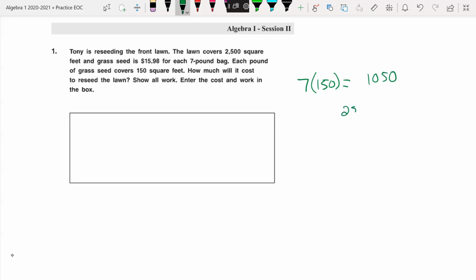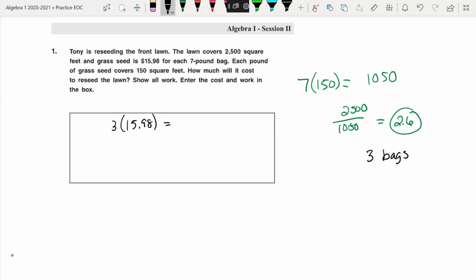So then if I take 2,500, my total yard, divided by my 1,050, I get 2.6. So that's how many bags I would need, but you're not going to buy 0.6 of a bag, so you're going to buy 3 bags of seed. So then I would take 3 times my price, which is $15.98, to figure out that I need $47.94 to reseed the lawn.